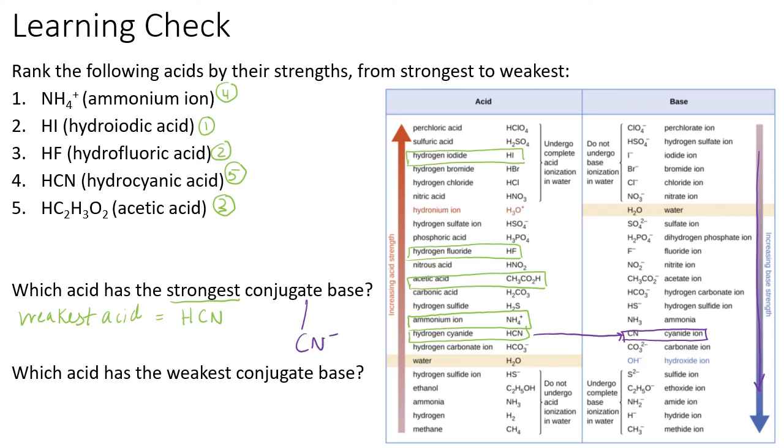And which acid would have the weakest conjugate base? The weakest conjugate base would come from the strongest acid, which our strongest acid was number 1, HI, hydroiodic acid. And hydroiodic acid's conjugate base is going to be iodide ion, I-, and that's way up there at the top on the base side, so it's very weak for a base. So its conjugate base would be iodide.